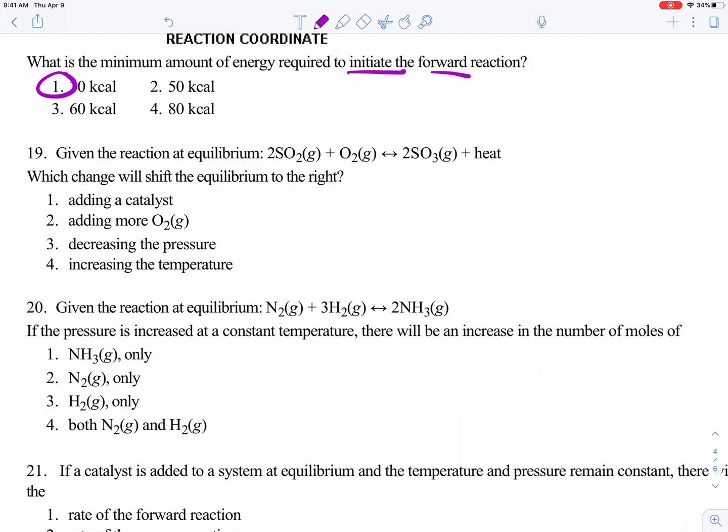Number 19, the change that will shift the equilibrium to the right. So I want this to happen. Okay, so keep in mind we have these mnemonic devices to help us. If I want to shift it to the right, adding a catalyst won't do it because a catalyst will speed both reactions up. Adding more oxygen, well, if I add more oxygen, that's CIA, that would shift it to the right. So there's my answer. Decreasing the pressure would shift it to the side where there's more gases, which is the left-hand side. And increasing the temperature would also shift it to the left.